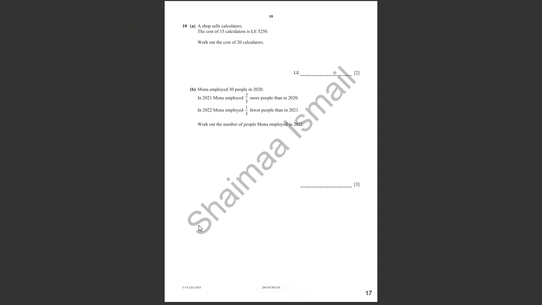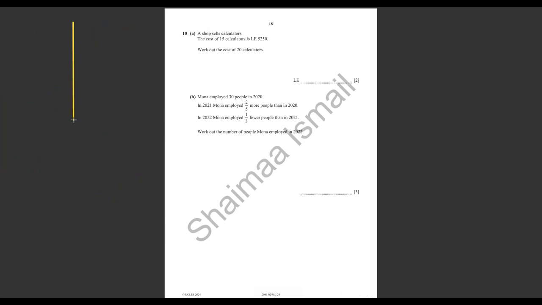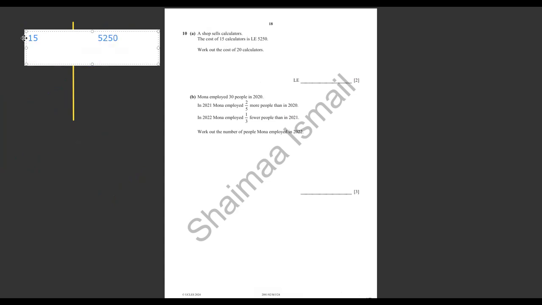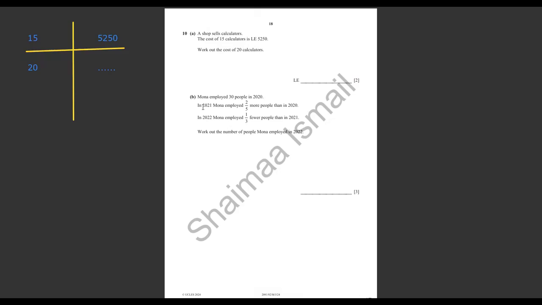Number 10, a shop sells a calculator. This calculator, the 15 calculators cost blah, blah, blah, and the 20, get it? Okay, so we need this. So the 15 now is equal to 5,250. And he needed the 20. So we make a cross multiplication just to get the 20, how much? Okay. So now we call the cross multiplication.